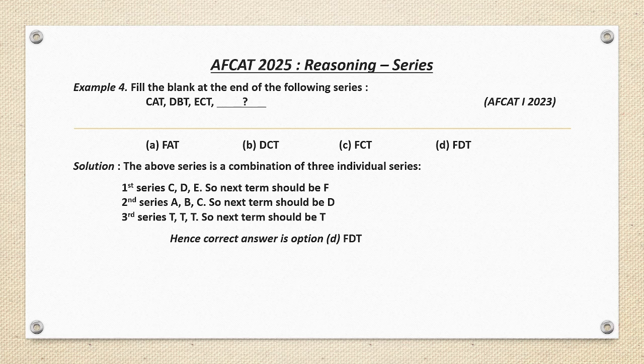देखिए alphabet C, D, E. Okay, that is one series. Then alphabets A, B, C. That is one series. Okay, and in every term they are keeping T. Okay, so in our answer also the last letter should be T, and before that FD, FDT. Okay, so that is the answer.